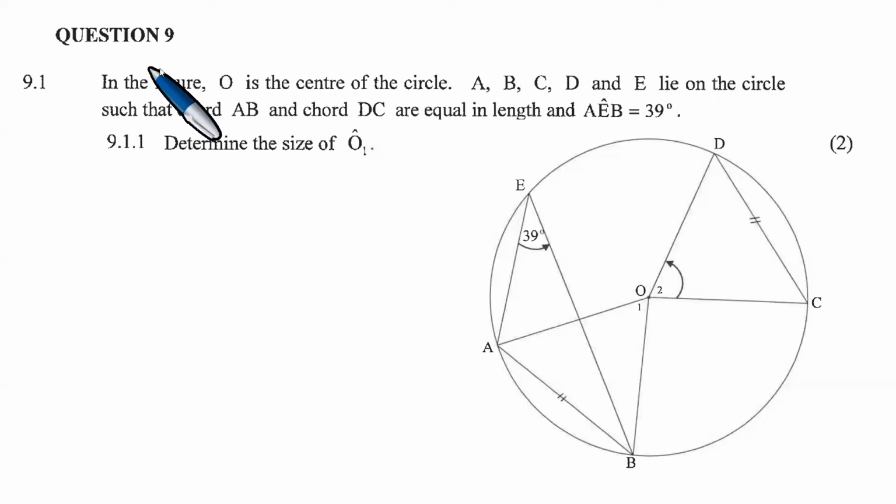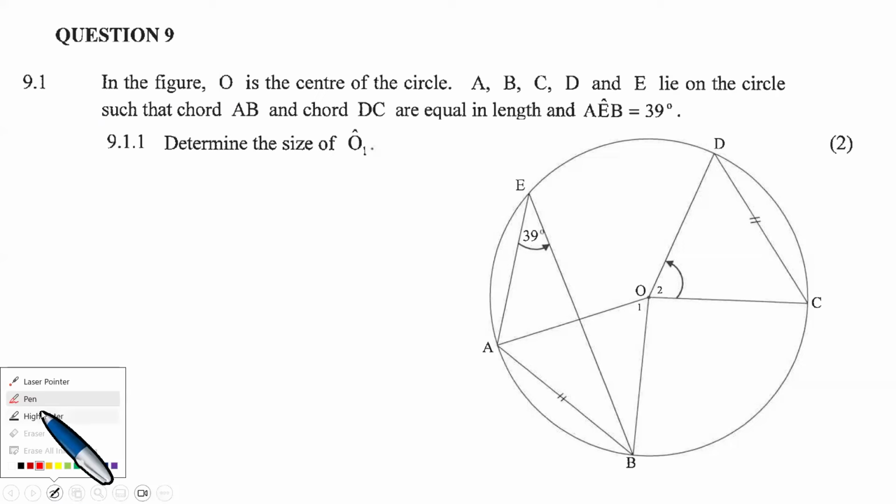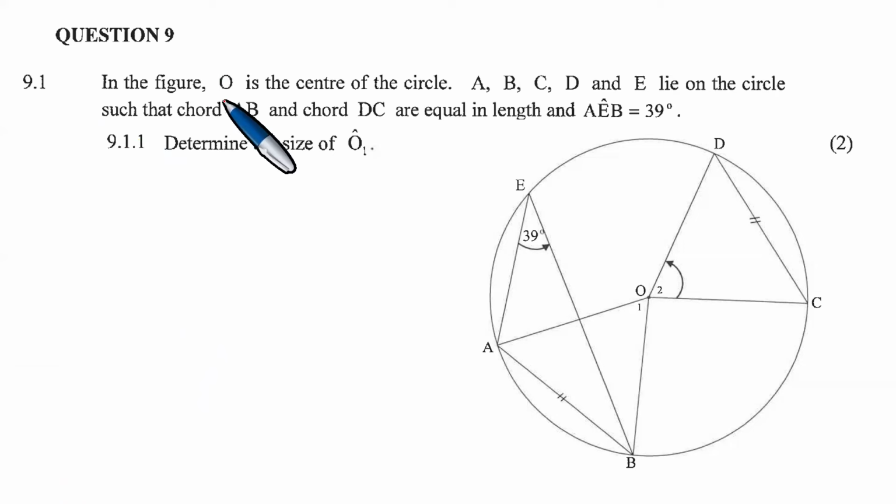Right, we are looking at question 9, and question 9 is based on what we call Euclidean geometry. In the figure, O is the center of the circle. A, B, C, D, and E lie on the circle such that chord AB and chord DC are equal in length.